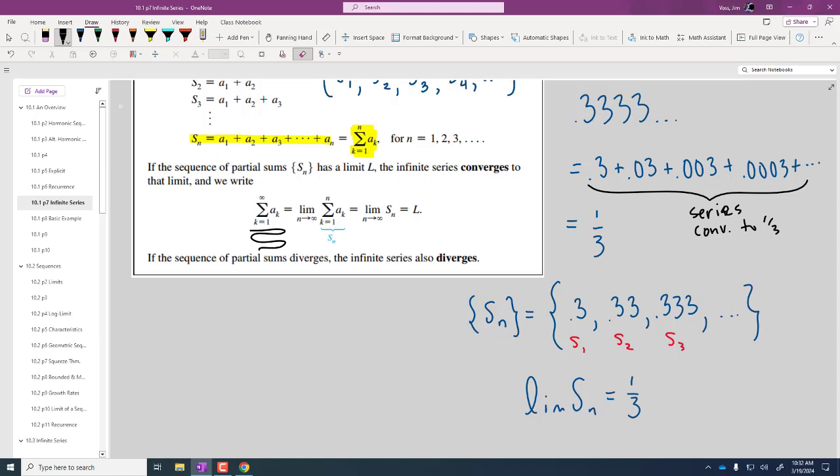The series has a sum of L. The series converges to L. We say a whole bunch of things that mean the same thing. If the limit of S sub n does not exist, we say the series diverges. So a series converges or diverges, just like a sequence converges or diverges. If the series doesn't converge, it must diverge. One or the other. No ambiguity.